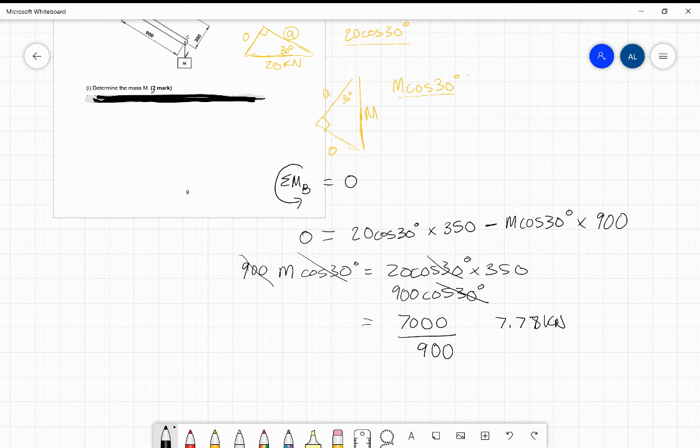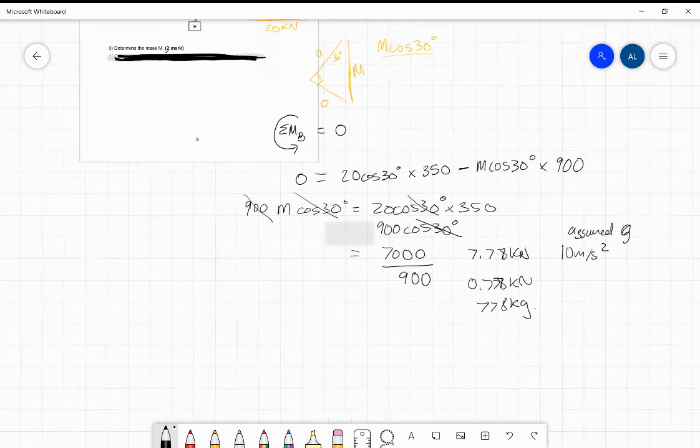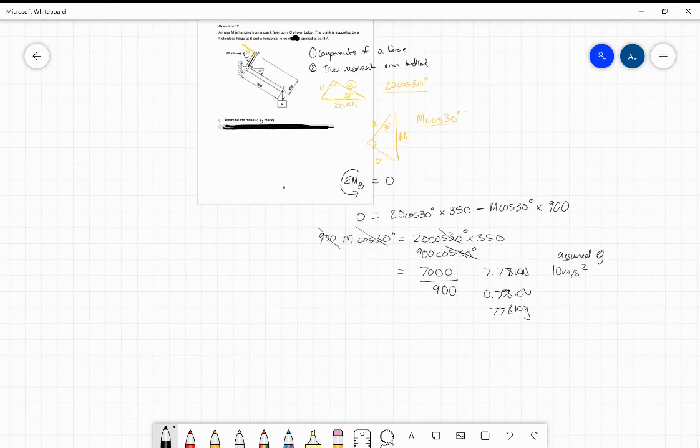And remembering, if we want to turn that into a mass, we need to divide that by 10, or by the gravitational pull. So I'm going to do 10 meters per second squared as my assumed gravity. And therefore we have 0.7778 kilonewtons or 778 kilograms. Now that's our first method. I'll show you how to do the next method if you're interested in the next video.